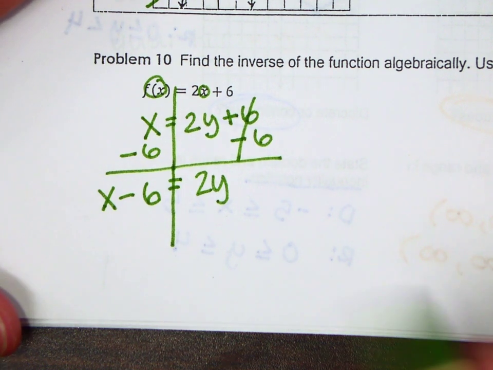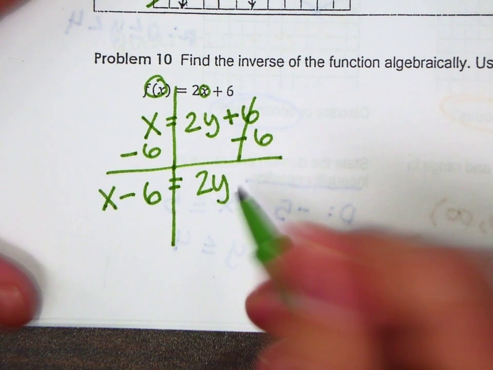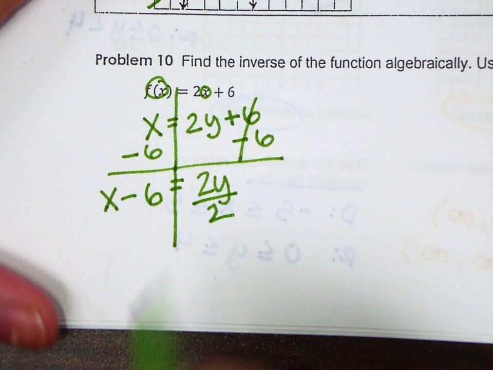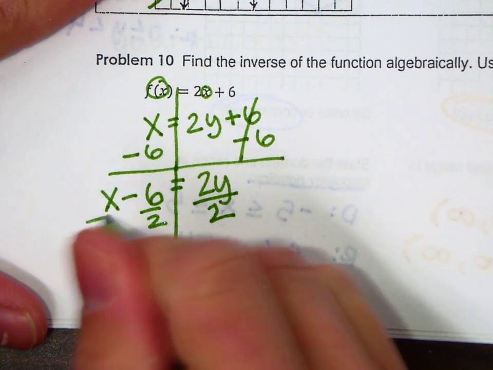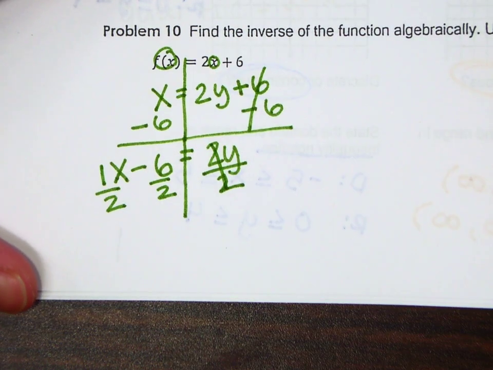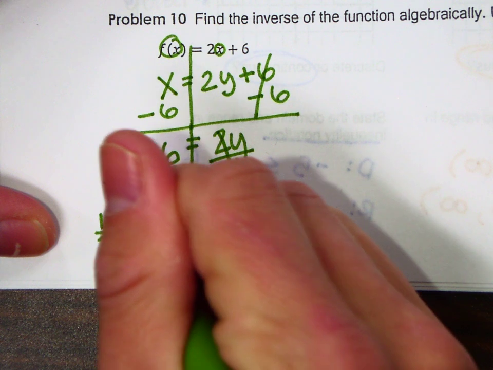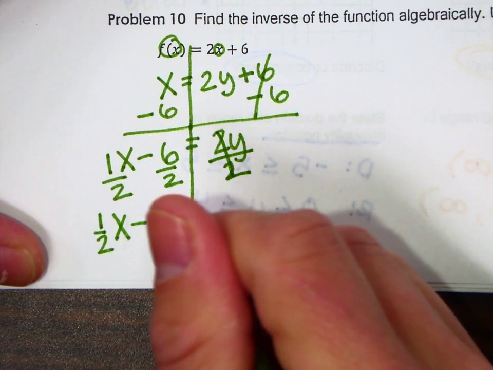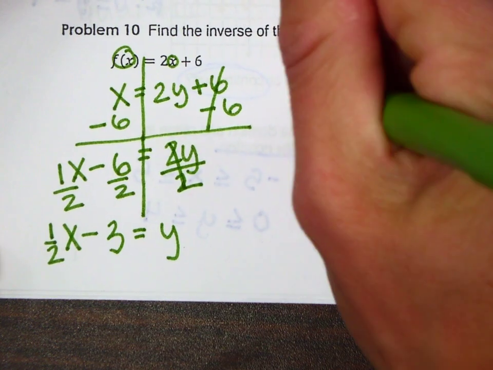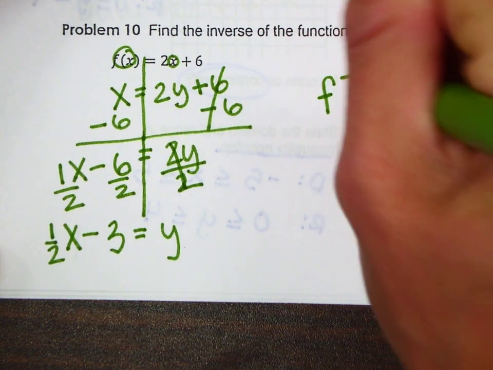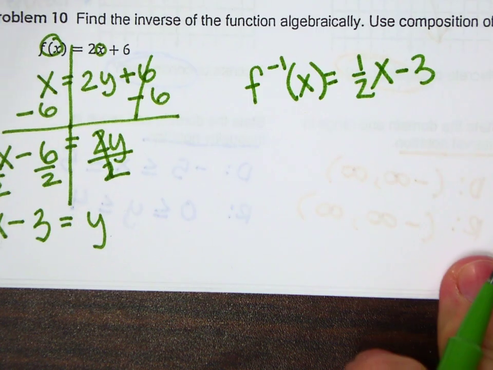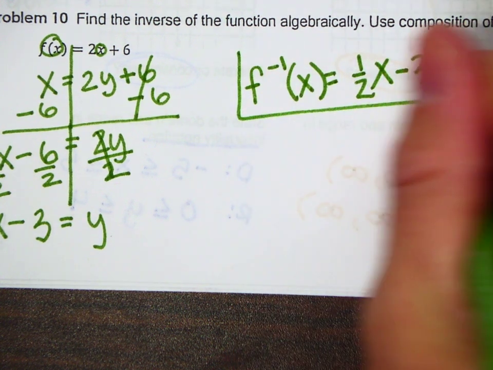All right, so the next thing you're going to do is you're going to get rid of this 2. So the 2 is attached to the y. It is right next to it. So to get rid of that 2, you're going to divide. And if you divide this by 2, you have to divide everything by 2, including the x. Now the understood number with that x is a 1. So I'm going to write this as 1/2 x minus, and then 6 divided by 2 is 3. All right, and so then the last thing is to rewrite that with function notation. And this right here is your inverse.